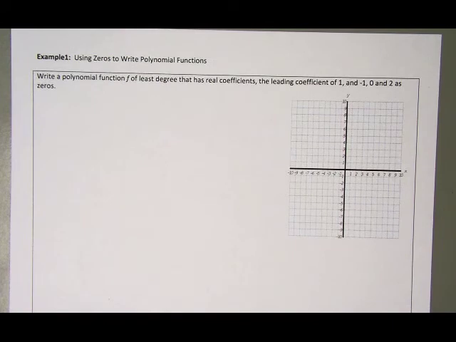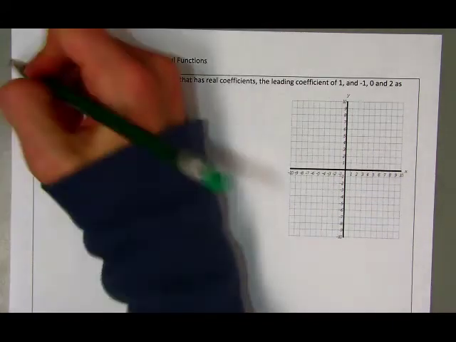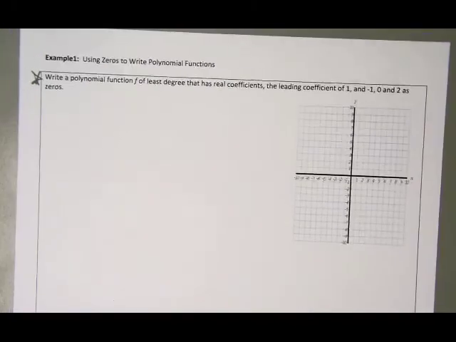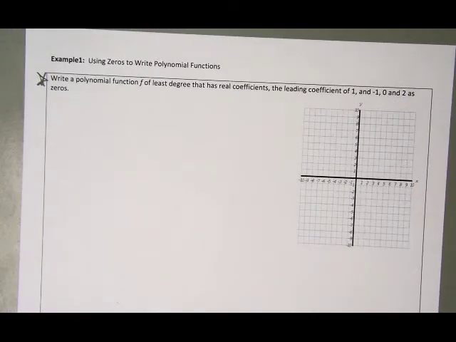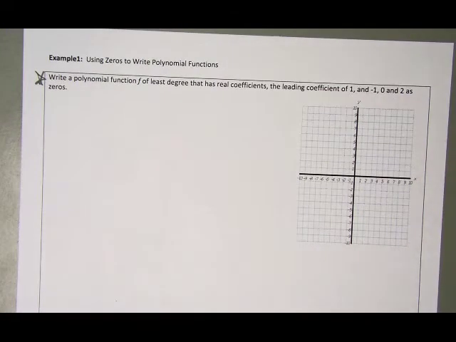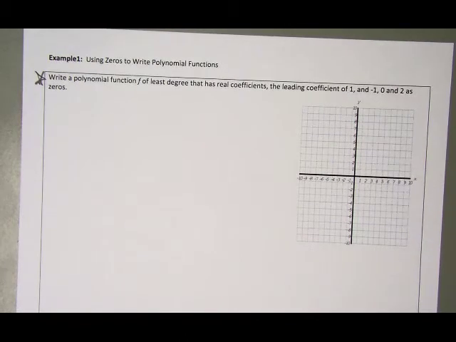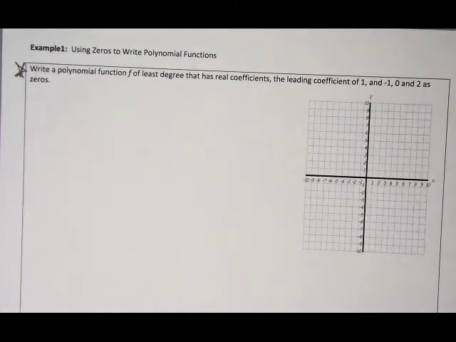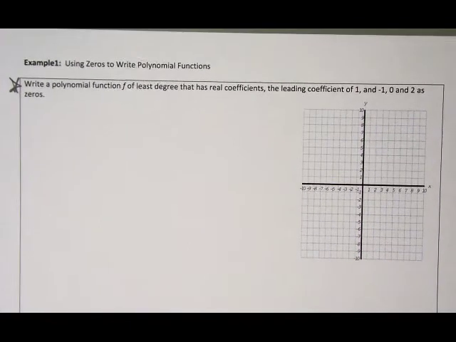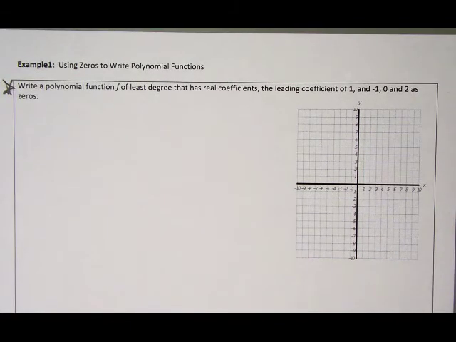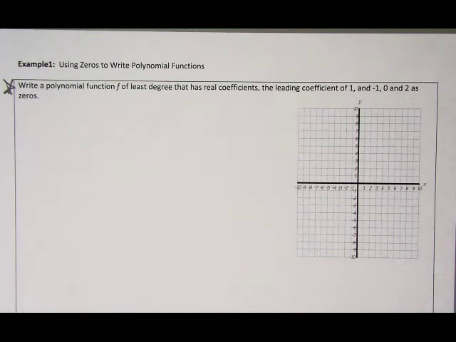In example 1, I gave you a coordinate plane off to the right hand side, and the directions for example 1 ask you to write a polynomial function of least degree that has real coefficients, a leading coefficient of 1, and negative 1, 0, and 2 as your zeros. So let's try to cut up these directions and make sense of what's being asked of us.